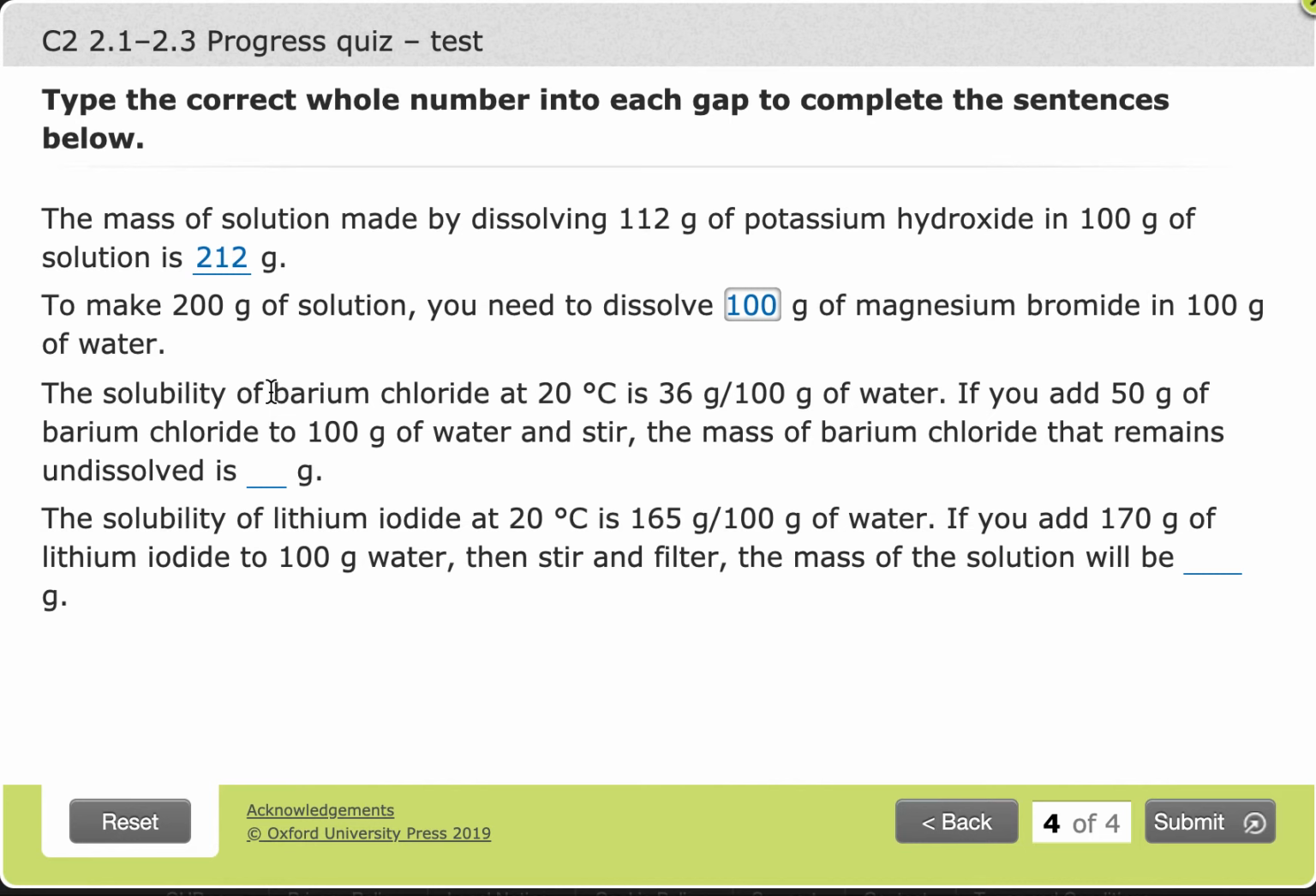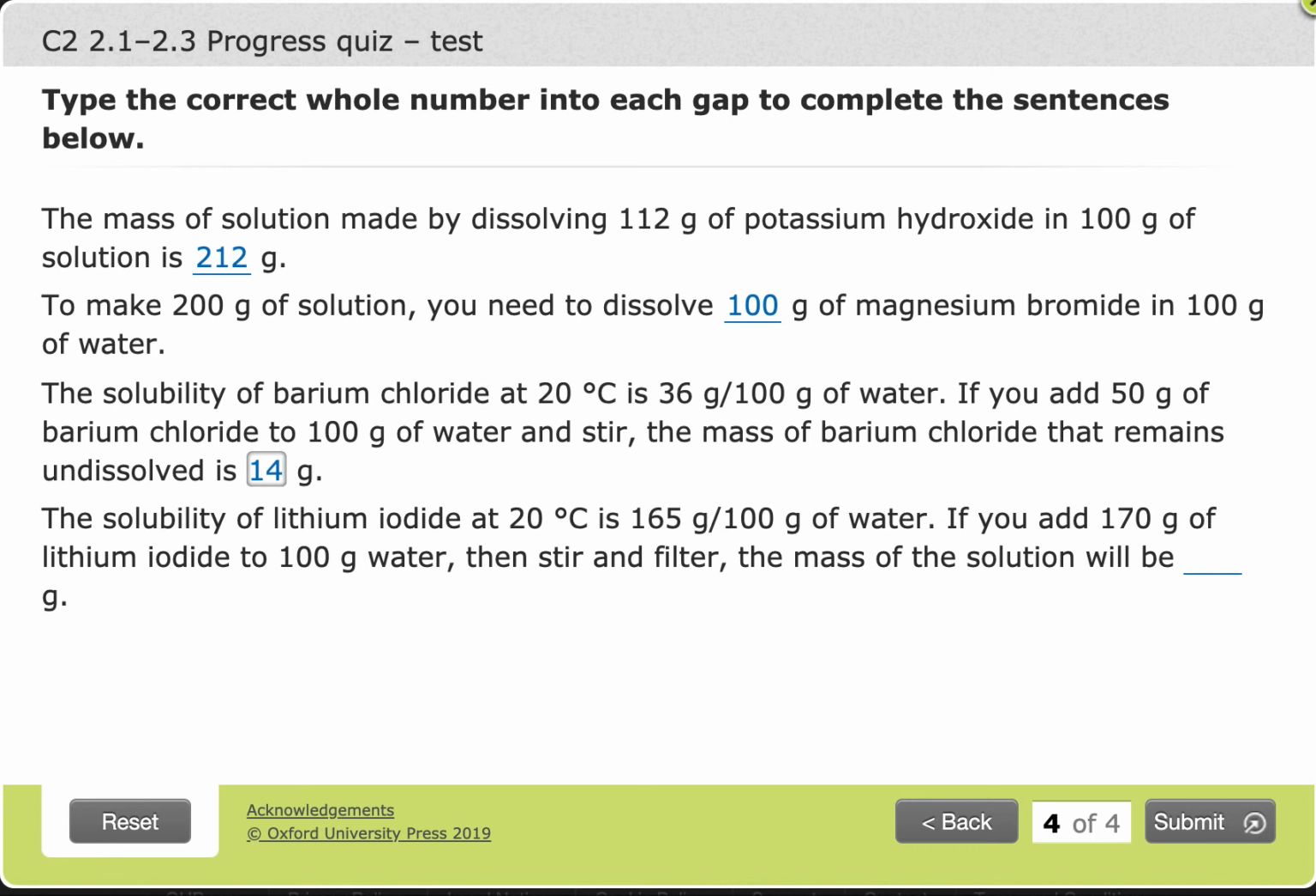The solubility of barium chloride at 20 degrees is 36 per 100 grams. If we add barium chloride, so we're adding 50 grams. Now the solubility is 36, which means I can dissolve a maximum of 36 grams. So I'm left with 50 take away 36, which is going to be 14 grams. The solubility of lithium iodide is 165 grams per 100 grams.